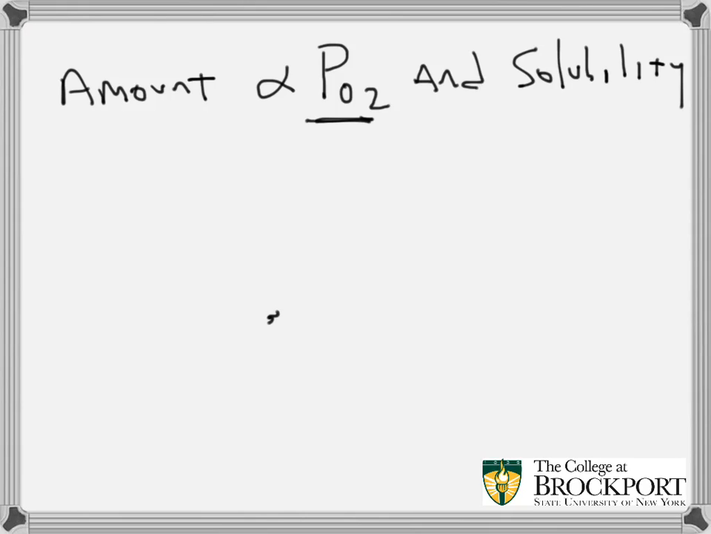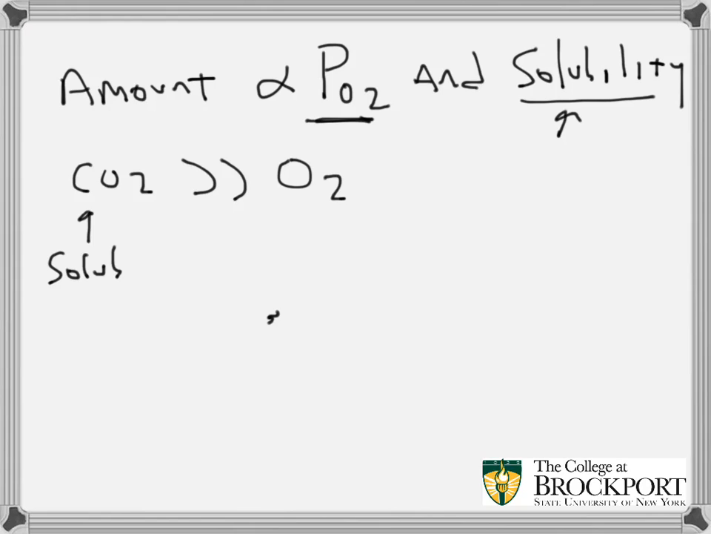So we can't really change the amounts very much because we don't have physiological control of solubility. What we know is that the amount of CO2 in our plasma is much greater than the amount of O2, and that's really because the solubility of CO2 is much greater than the solubility of O2. And we just can't control solubility.